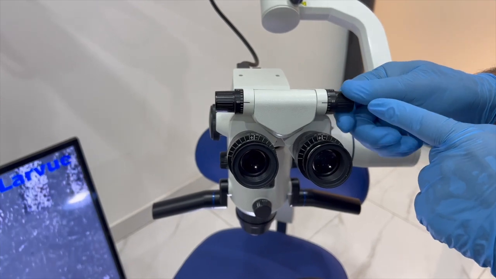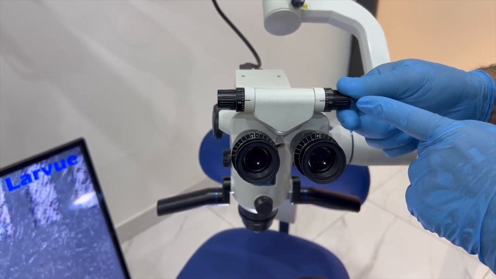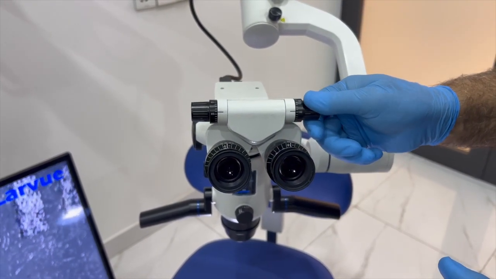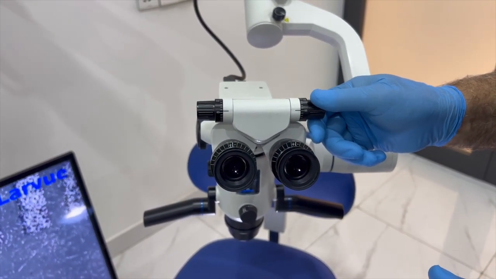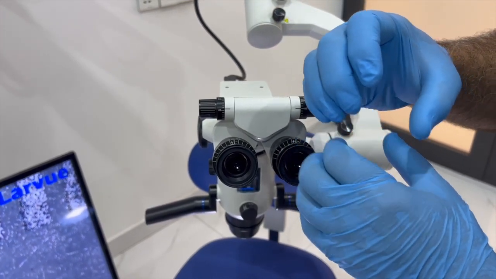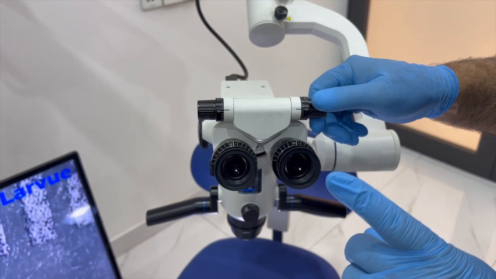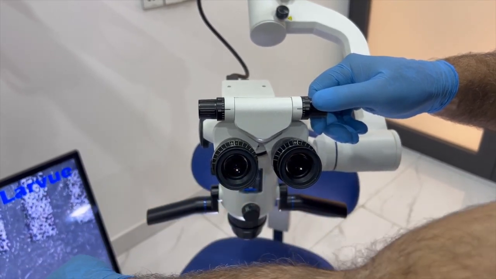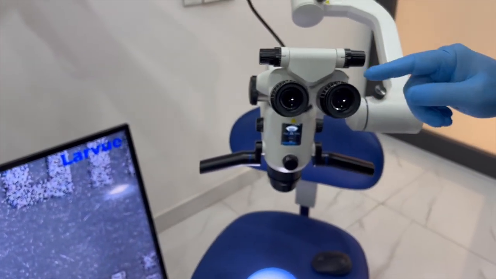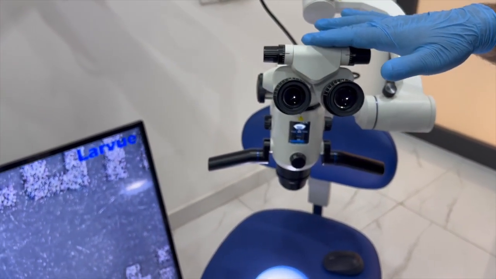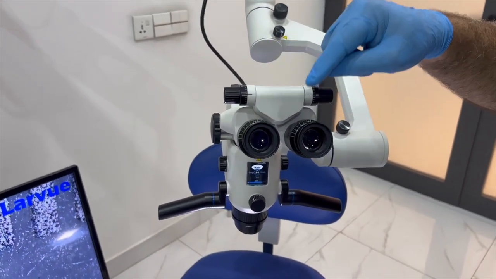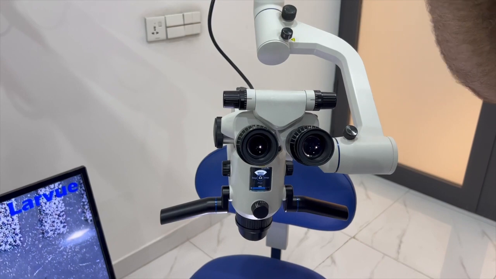You just need to play with the IPD regulator to make the same picture for your eyes. For example, my IPD is 64, and I find two circles inside, and I can see one image sharp on the screen and in the object or in the viewfinder. So in this way, I am setting my microscope so that I can capture a sharp image. What I see, I will capture on the screen.